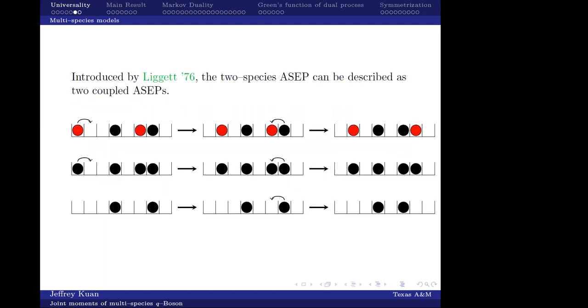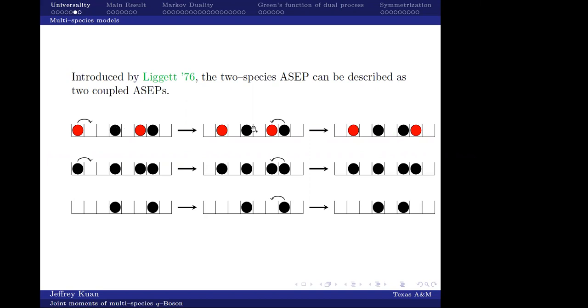Okay, so the title of my talk has multi-species in it, so I should talk about multi-species models. So I'll introduce the two-species ASEP because it's a little bit easier to describe the two-species ASEP than the q-boson. So this was introduced by Thomas Liggett in 1976. So here you have two species or colors of particles. So these are often called first class or second class. So the black particles are the first class particles and the red particles are the second class particles.